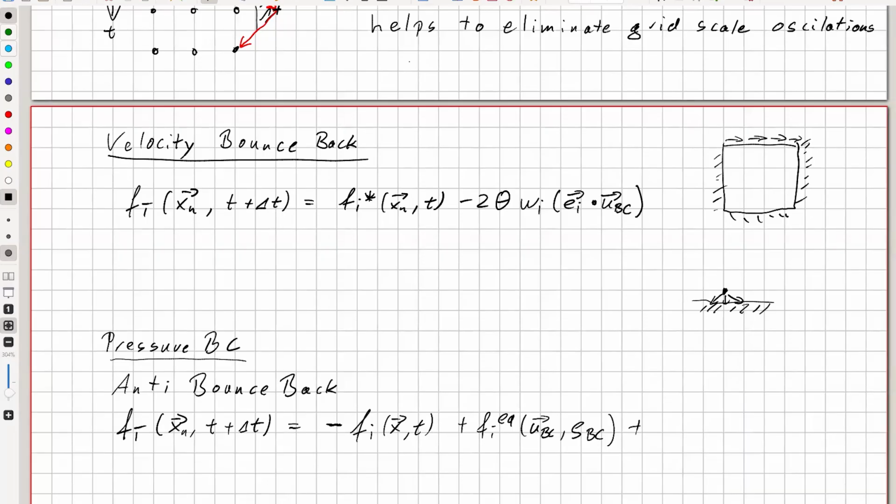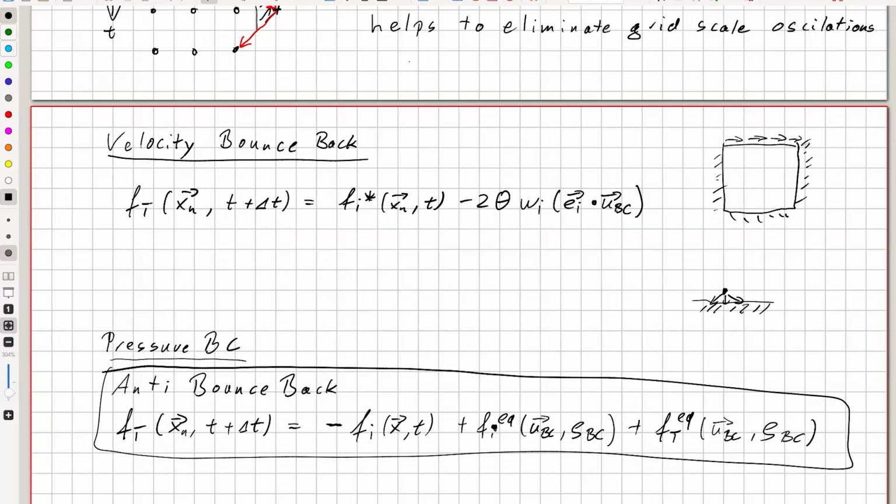So this is Fi. This is the direction that goes out of the domain. F minus i is the direction that goes into the domain. And we have set here the equilibrium of the one that is going into the domain. So this is a dot, and this here is an overbar, minus. And here we set the same boundary condition, the velocity, and rho bc. And this is the anti-bounce back.